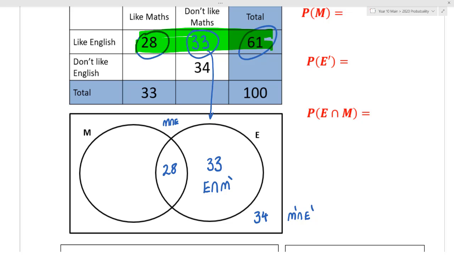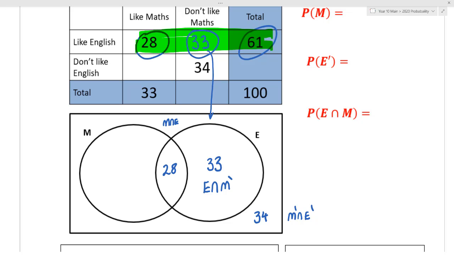Not M and not E is the thing there. The cardinal number of that is 34. The cardinal number of E, English, and not maths is 33. The cardinal number of maths and English is 28.